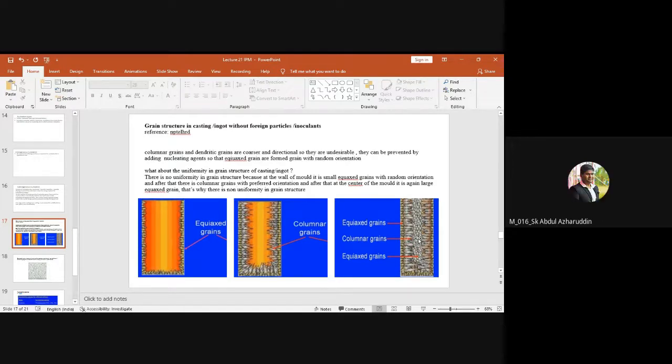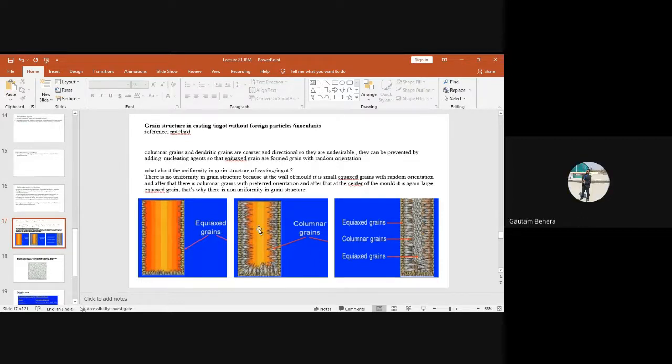They are the same? Okay, let me repeat again. The heat rejection direction starts from the center of the mold towards the wall of the mold, then from the wall of the mold to the atmosphere. In this way, heat is getting rejected. Just have a careful look at the mold and look at the columnar grain directions. So it will be opposite, sir. Obviously opposite.